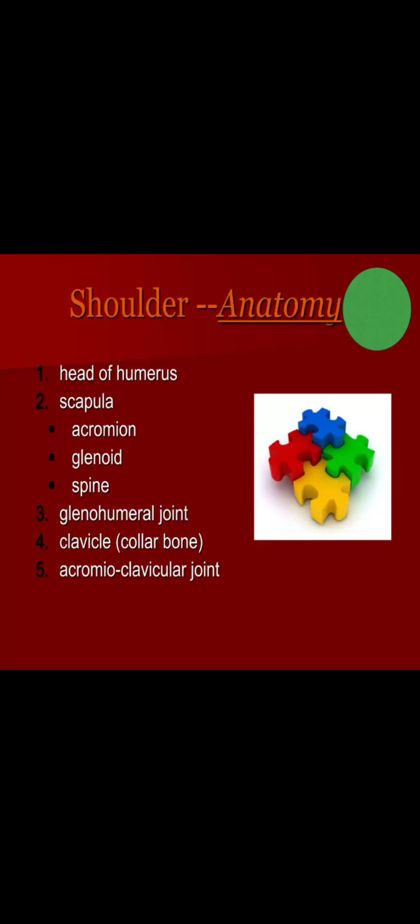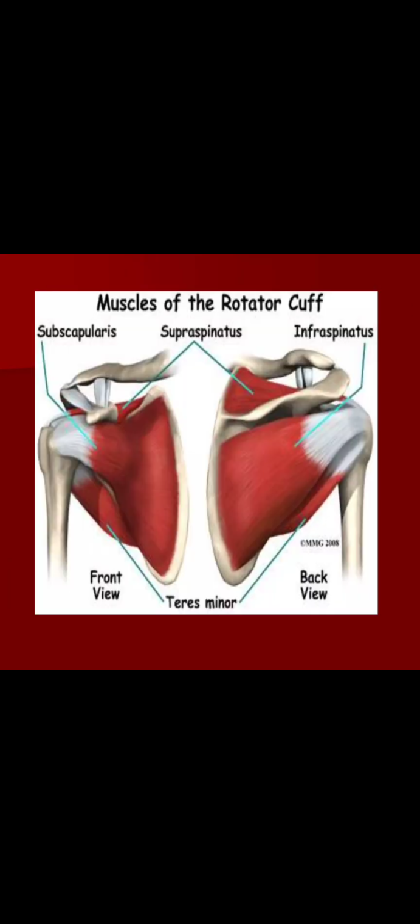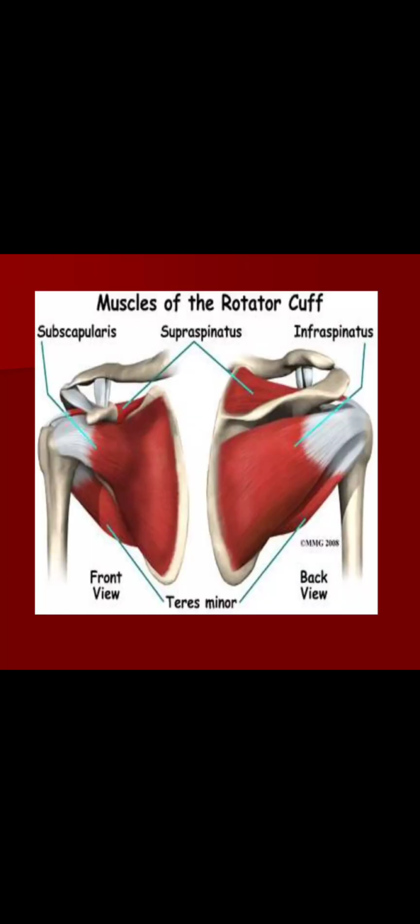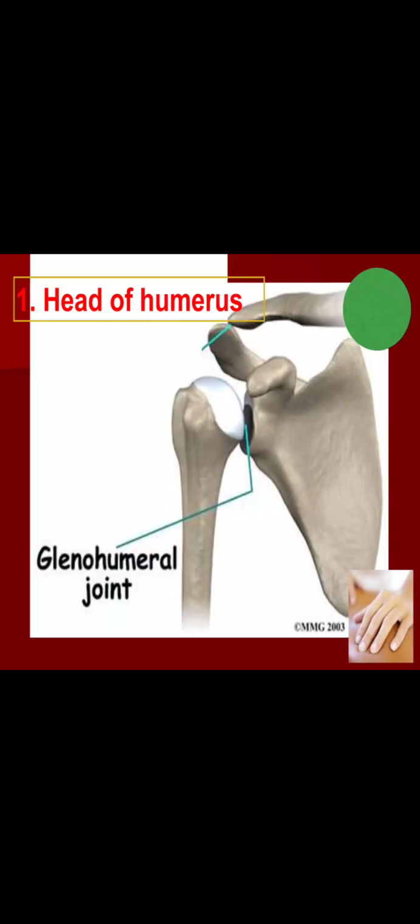General description and management of dislocation of the shoulder joint. Now we are specifically studying the shoulder joint. Head of humerus, scapula, there is acromion, glenoid, spine, the glenohumeral joint, the clavicle or collarbone, the acromioclavicular joint. This is the shoulder anatomy. Then you can see the subscapularis, the supraspinatus. You have already read it in anatomy, but I am giving the background of the frontal, teres minor, or back view. Head of humerus, this glenohumeral joint: the bone is dislocating from the joint, as you can see.